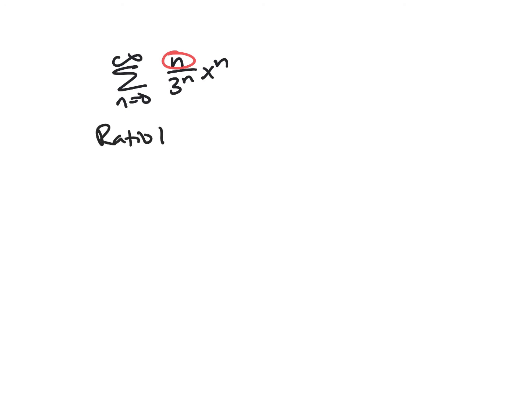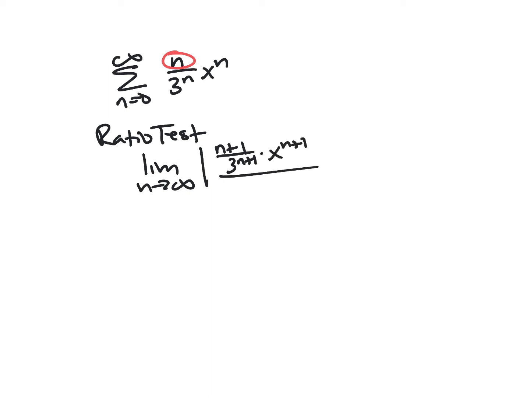Okay, and in this case, we are not guaranteed positive terms, so we should be looking at the limit as n approaches infinity of the absolute value of our n plus 1th term over our nth term. So in this case, it's going to be n plus 1 over 3 to the n plus 1 times x to the n plus 1 over n over 3 to the n times x to the n.